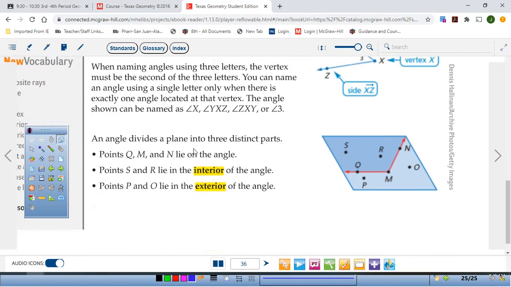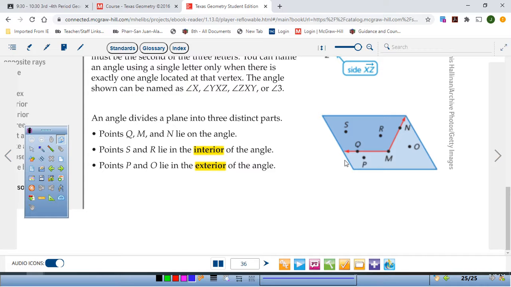When it comes to the angles, there's that red angle. If you look at this, it's on a flat surface, on a plane. An angle divides a plane into three distinct parts. So now there are three parts. What are they? The first part: looking at points Q, M, and M, you see that angle right there? That is your angle, and those points lie on your angle. All right, not too bad.